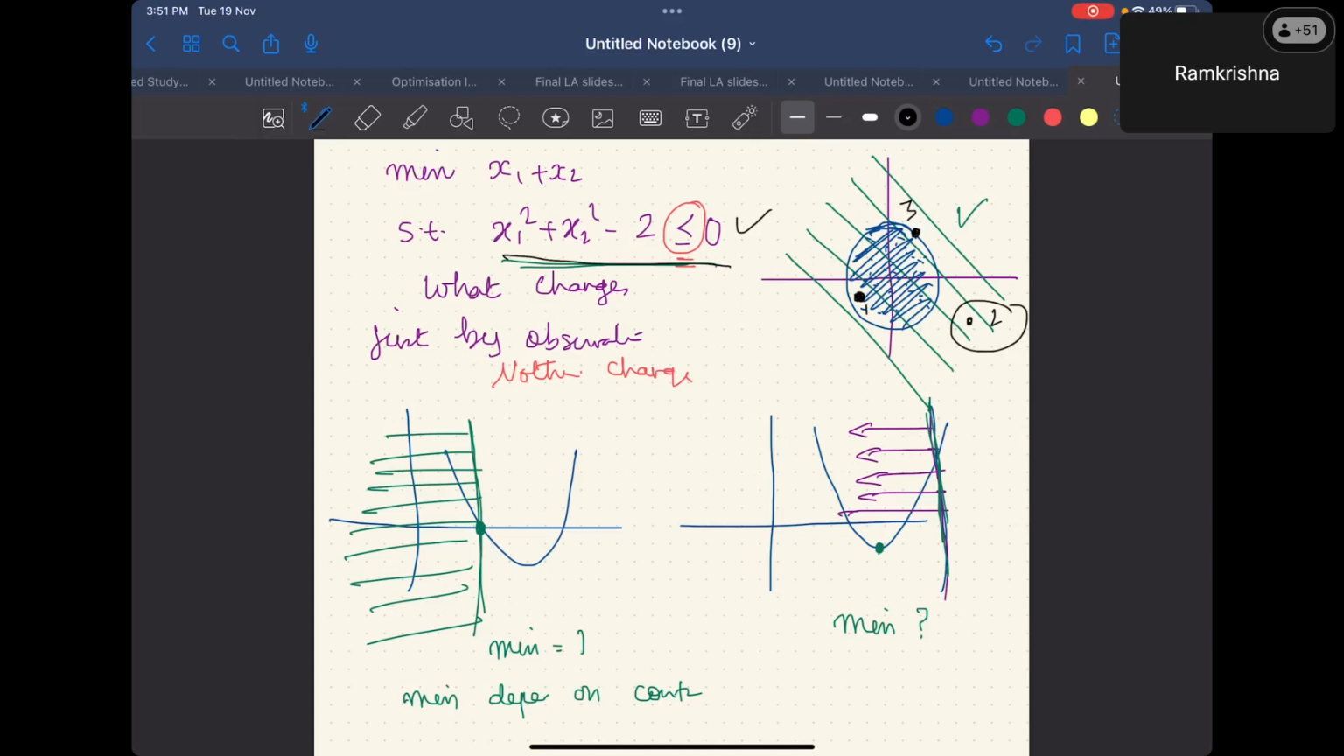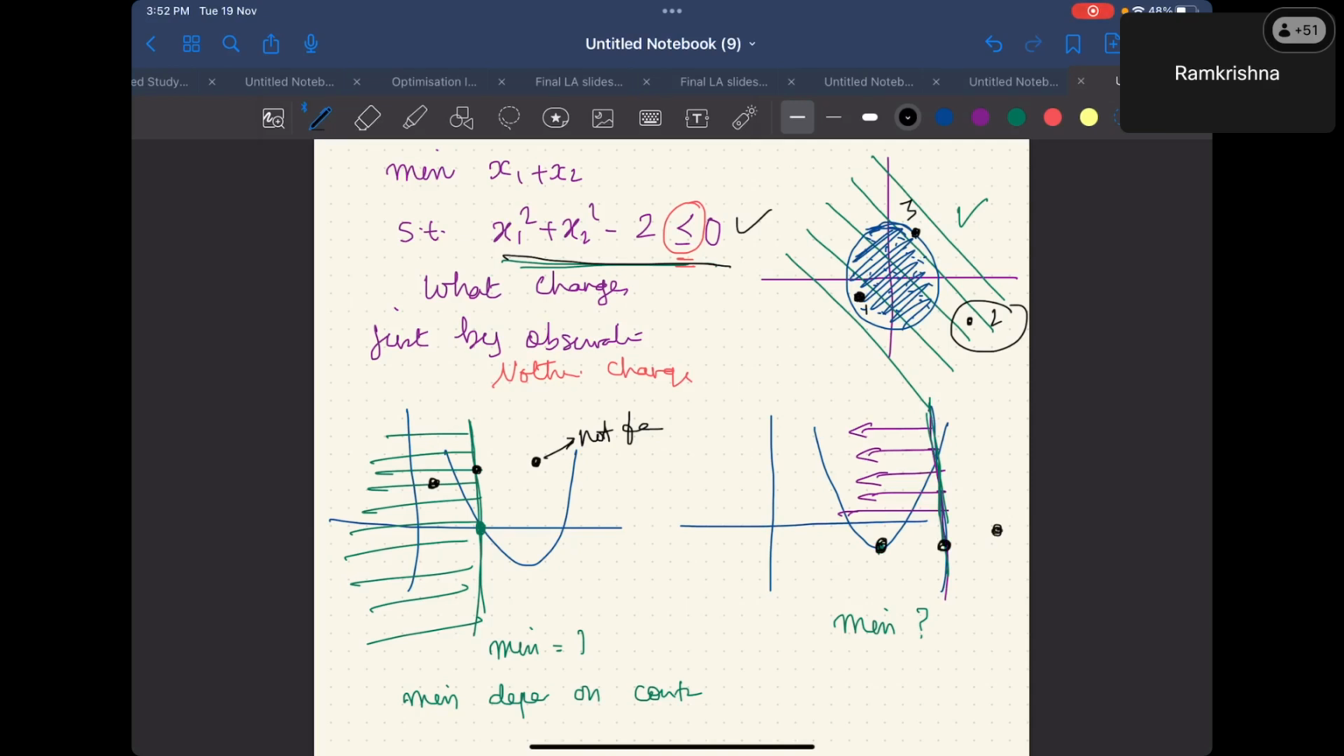Similarly here, the point here is not feasible because it does not satisfy the constraint. The point here is feasible, the point here is feasible. Similarly here, this point is of course feasible, this point is also feasible, but this point is not feasible.